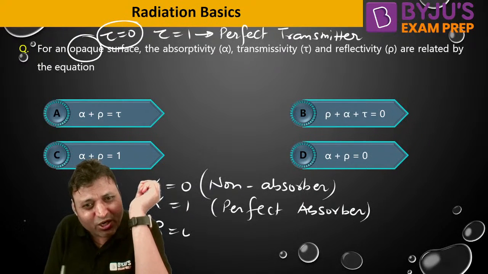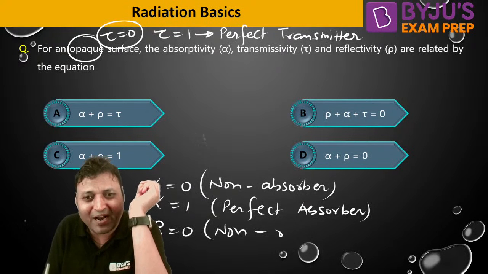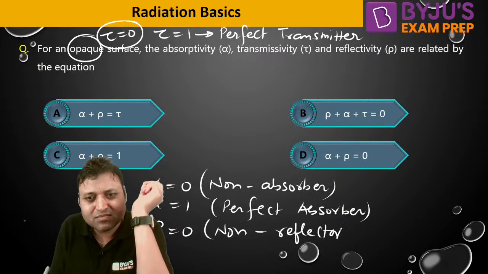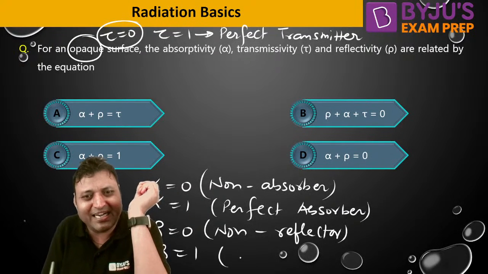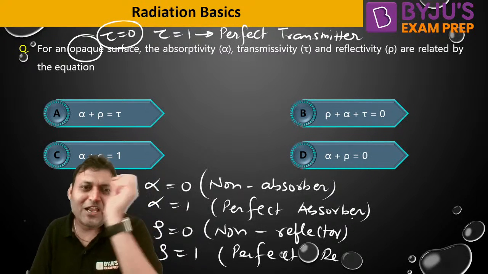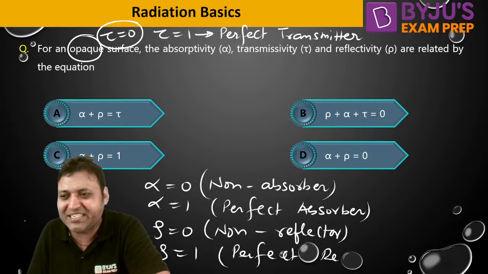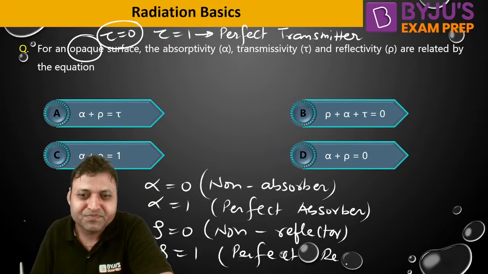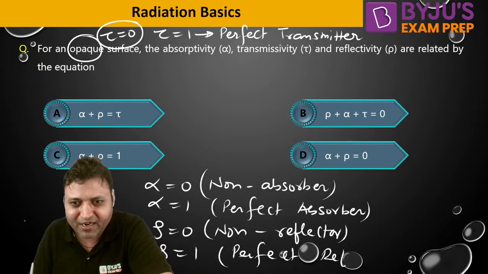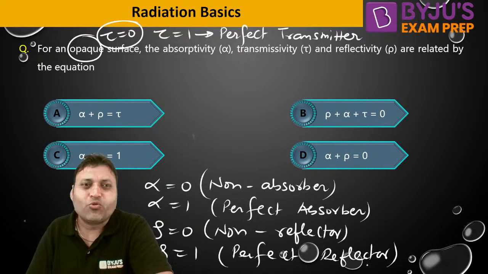And when rho is equal to 0, it is called a non-reflector. And when rho is equal to 1, it is called a perfect reflector. The values of alpha, rho and tau lie between 0 and 1. Minimum value can be 0, maximum can be 1.